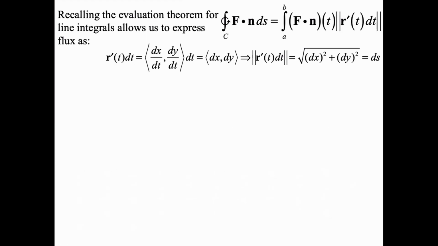Now, again, we're trying to establish a neat shortcut which will then extend into the divergence theorem. You can recall that the evaluation theorem for line integrals allows us to express flux as so. So we have flux as the positively oriented line integral of the vector field F dot with the normal vector along that curve, ds. Now if we express that in terms of t, we have F dot n of t times the norm of r prime of t dt.